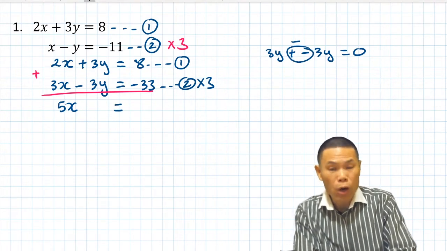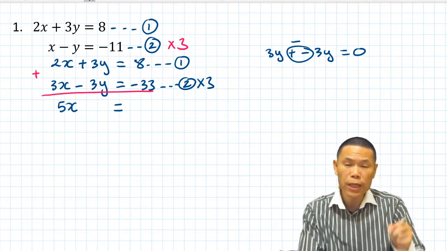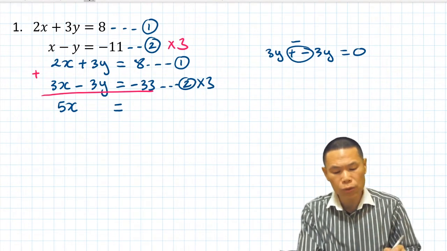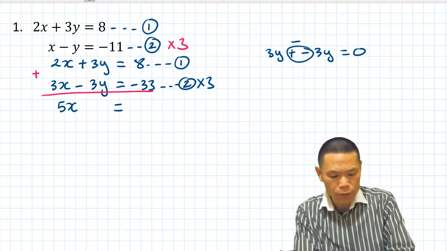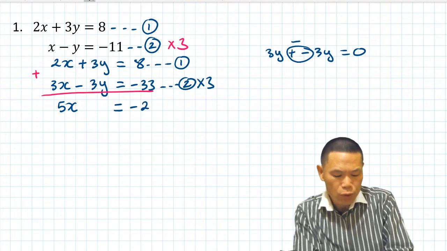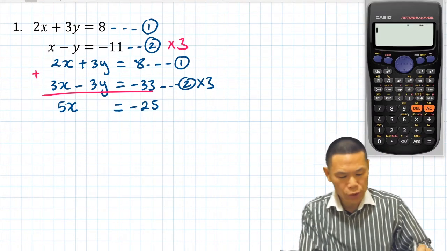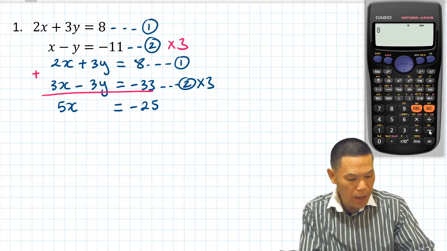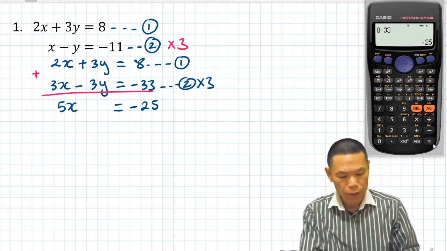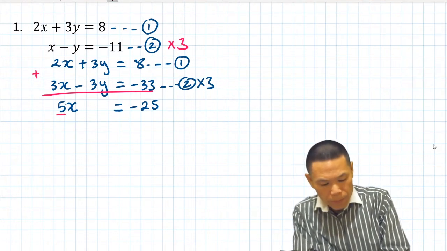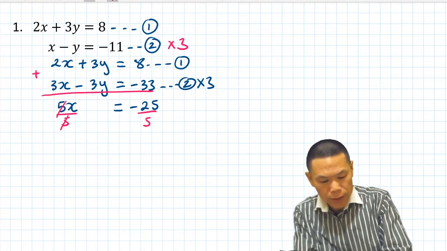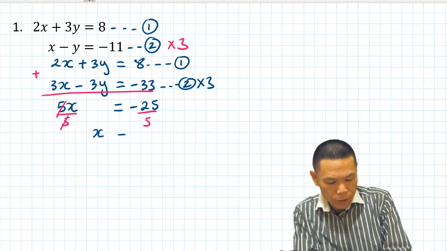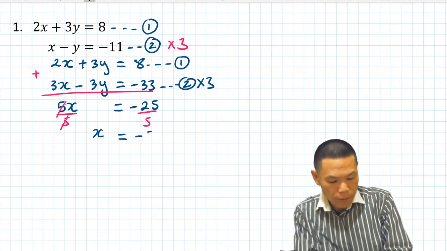So now we go 8 plus negative 33 is exactly the same as 8 minus 33. So 33 minus 8 is 25. So the answer is negative 25. Or I can just use the calculator. So go 8 minus 33. There you go, negative 25. So I divide everything by 5. And I divide this by 5. So this cancels out. So x is equal to negative 5.